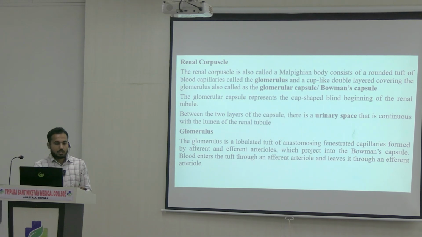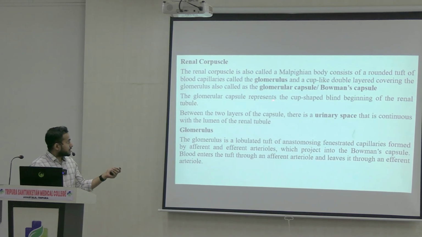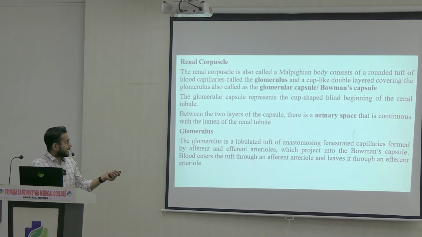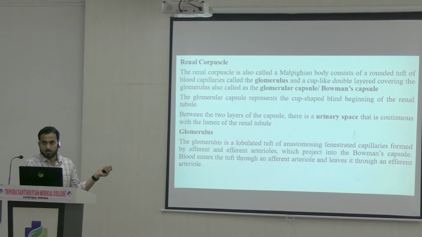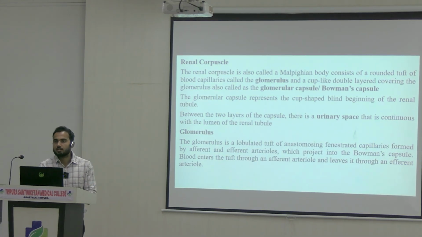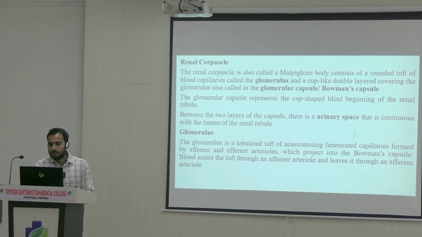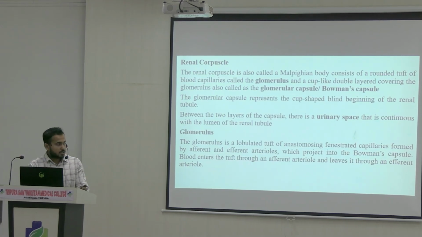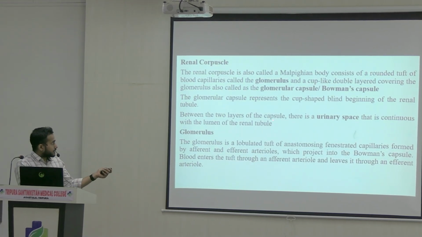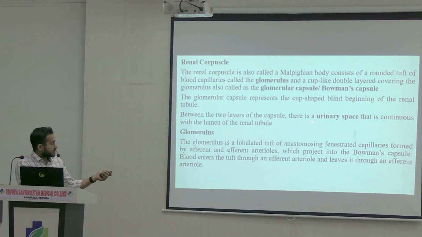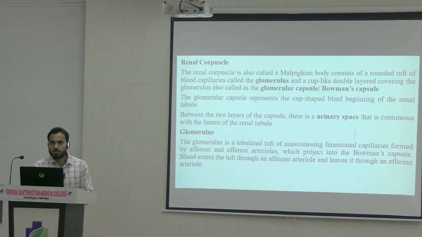Now, the glomerular capsule represents the cup-shaped blind beginning of the renal tubule. So from the Bowman's capsule only, the renal tubule starts. That means the PCT will start from this particular cup-shaped blind beginning. Next, between the two layers of the capsule there is a potential space, which is called the urinary space.